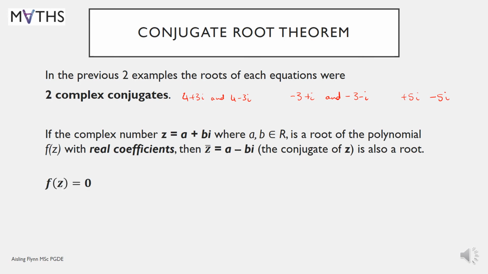When you substitute your z into the function or the equation, you'll get 0 equals 0, and that proves it's a root, it makes the equation true, and the same goes for its conjugate. Okay, we'll do some examples.